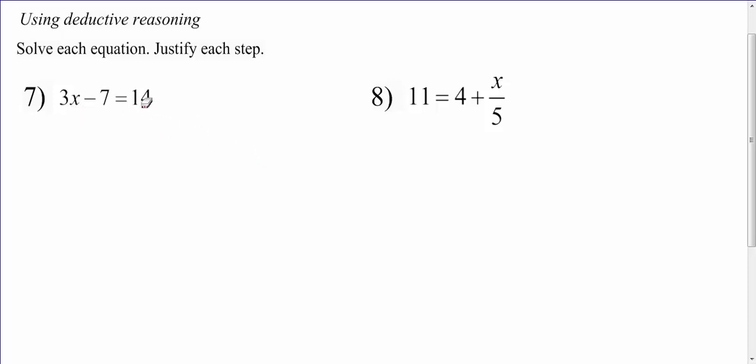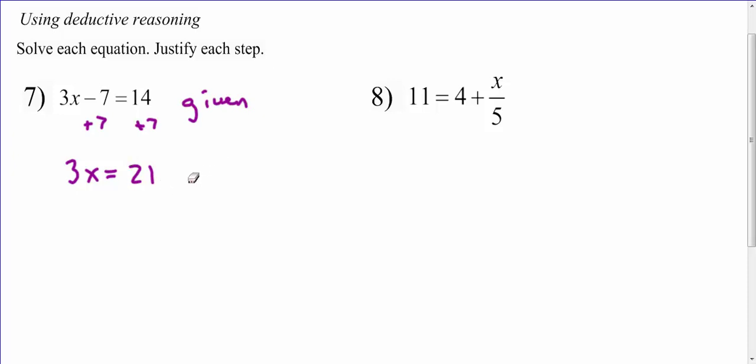Now we have a weird one. For the first step, we always just say, well, it's given. That's the problem that's given to us. We just use it. So now I look at, well, what do I need to do next? Well, I need to add 7 to both sides of the equation. So I would know then that 3x is equal to 21.